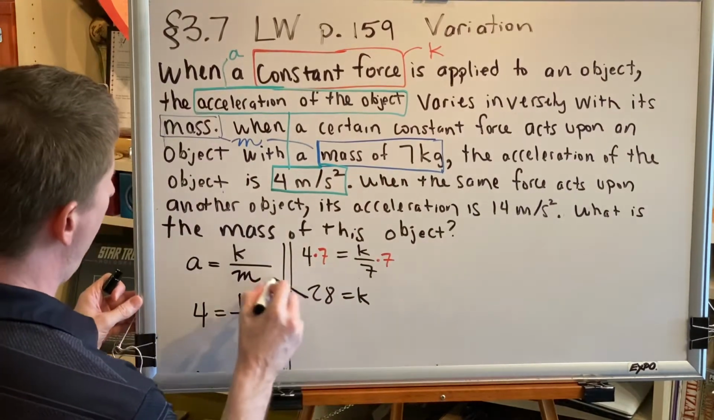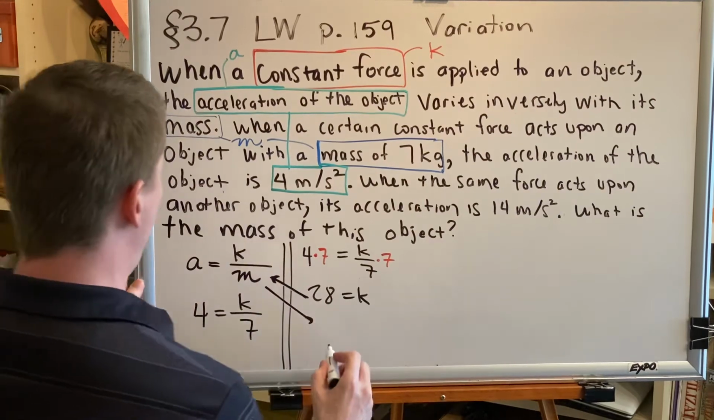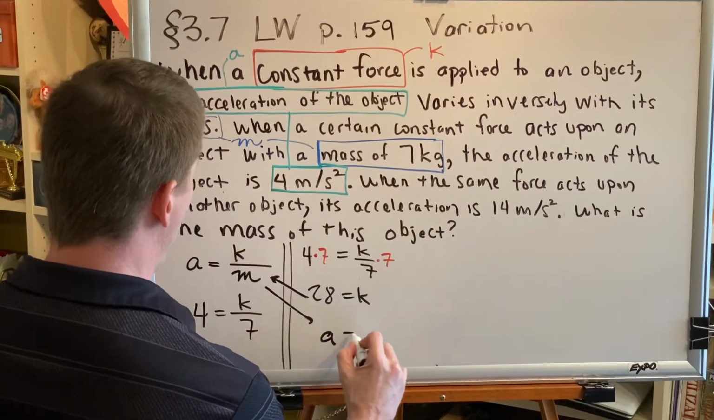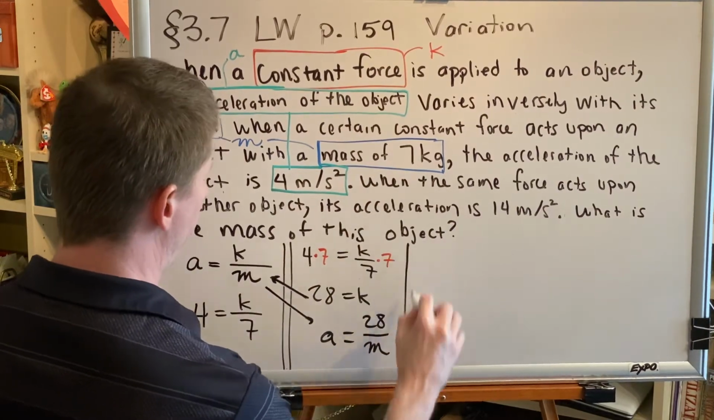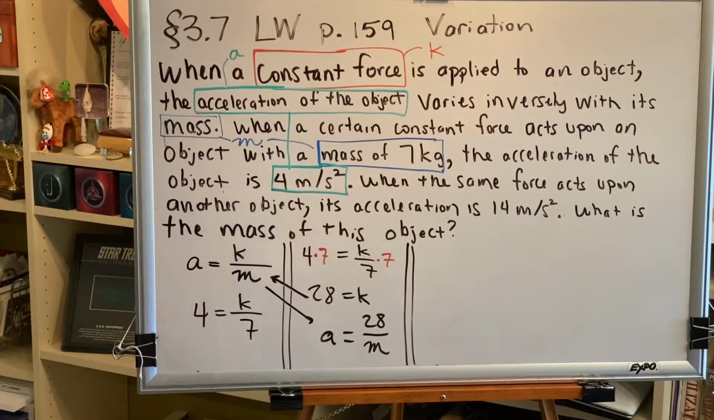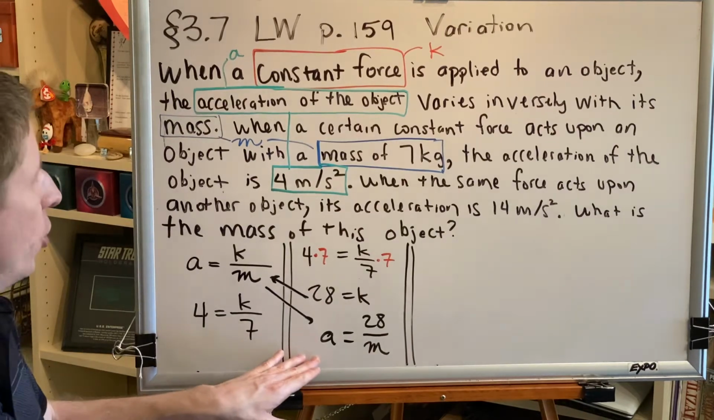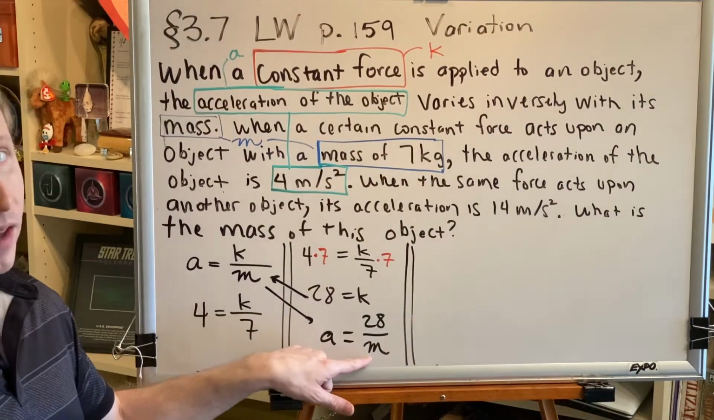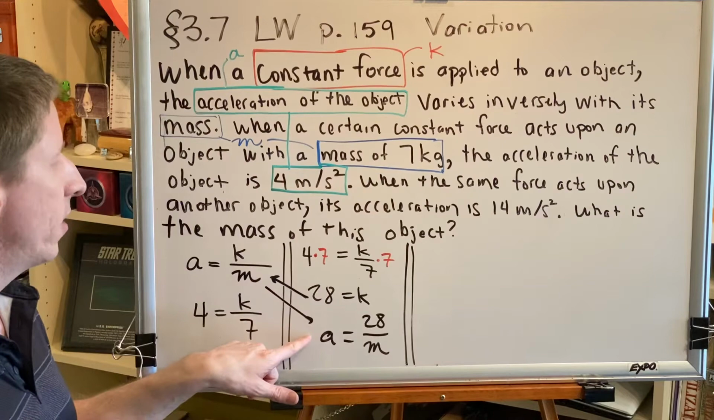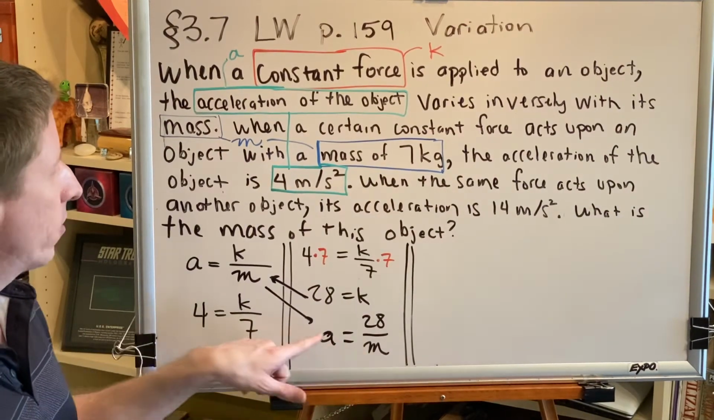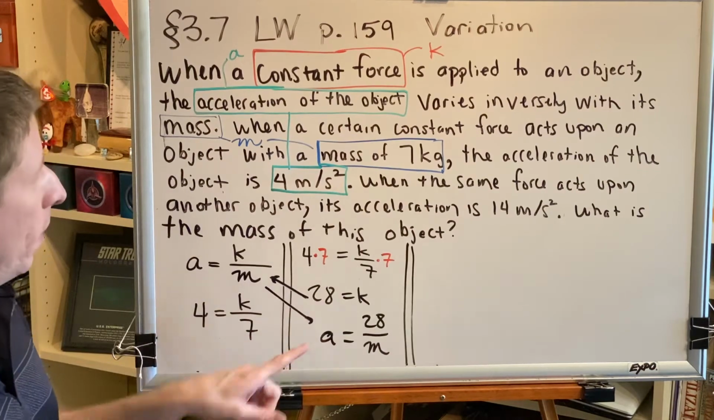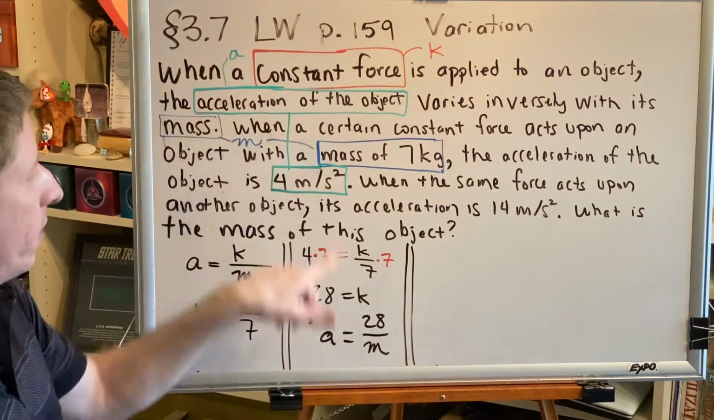So now we can put that in here to get our equation that allows us to predict the future. A equals 28 divided by m. Okay, so now we have an equation that tells us the relationship between acceleration and mass. If someone gives us an acceleration, we can find the mass. If someone gives us the mass, we can find the acceleration. By the way, this 28 is the constant force.